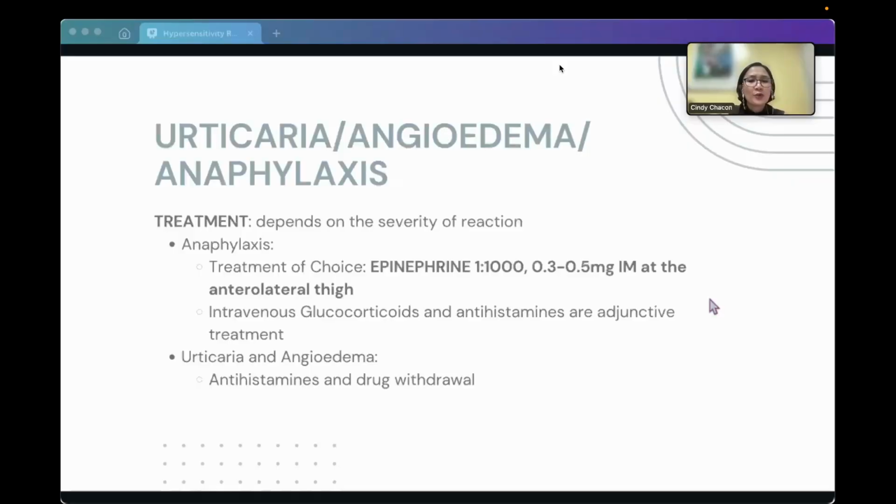For patients with urticaria and angioedema, antihistamines and drug withdrawal are the mainstay of management. For all cases, anaphylaxis, urticaria, and angioedema, drug withdrawal is very important, and future drug avoidance is recommended. Sometimes rechallenge or reintroducing the drug may be necessary, especially if the reaction is not very severe.